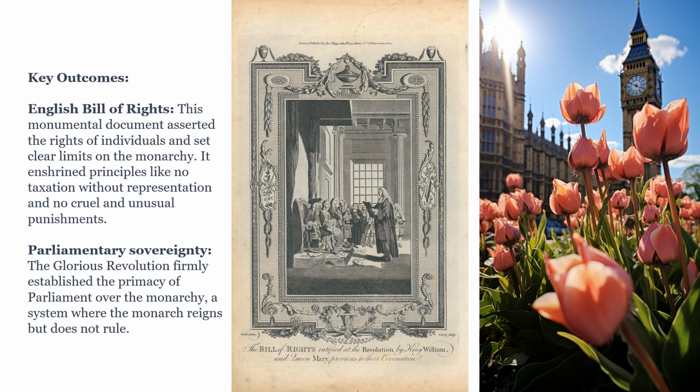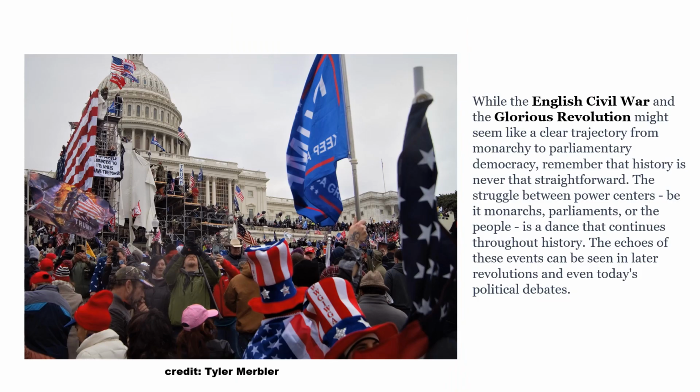but does not rule. While the English Civil War and the Glorious Revolution might seem like a clear trajectory from monarchy to parliamentary democracy, remember that history is never that straightforward. The struggle between power centers, be it monarchs, parliaments, or the people, is a dance that continues throughout history. The echoes of these events can be seen in later revolutions and even today's political debates.